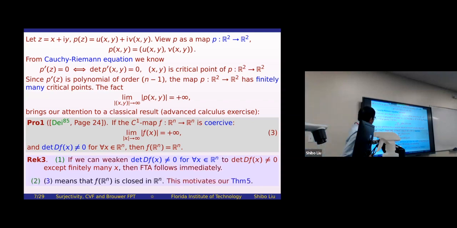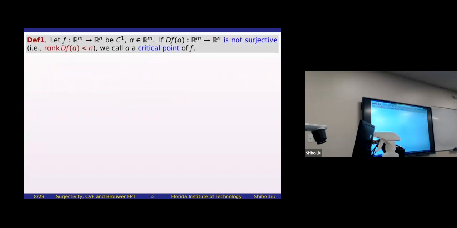Moreover, this coercivity means that the range of F is a closed subset of R^n. Therefore, we also don't need this closedness. We also don't need this coercivity assumption. That is our result. Our result also deals with the case that F is not a map from R^n to R^n. It is a map between Euclidean spaces of different dimensions. So we need to generalize the concept of a critical point for maps between spaces of different dimensions.